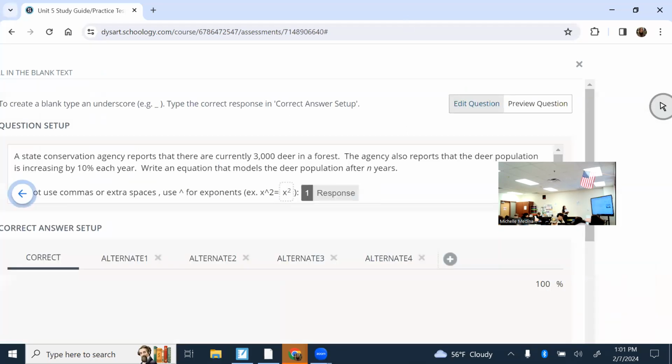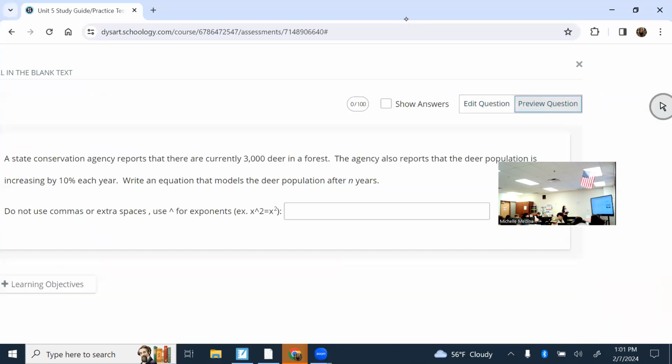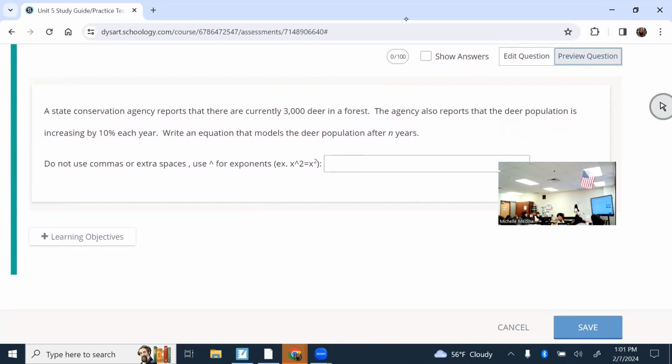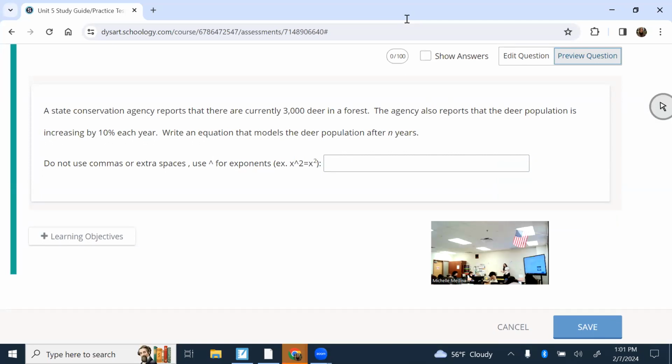All right. The State Conservation Agency reports that there are currently 3,000 deer in the forest. The agency also reports that the deer population is increasing by 10% each year. We're going to write an equation. So on your test, you will also have to type in the equation. I'll probably still have to go back and see who wrote it right and the test just marked it wrong. But it'd be really nice if you just wrote it right and I didn't have to go back and look. But this is an exponential function because it's increasing 10% each year. That's a big giveaway. When it's a percent change, what equation should I refer to?